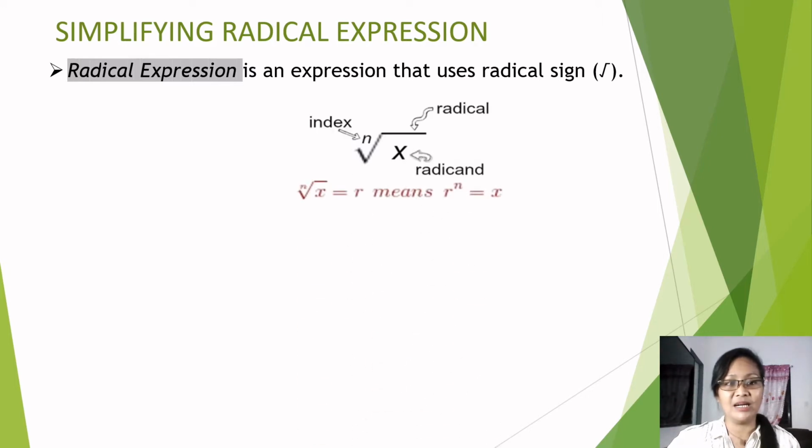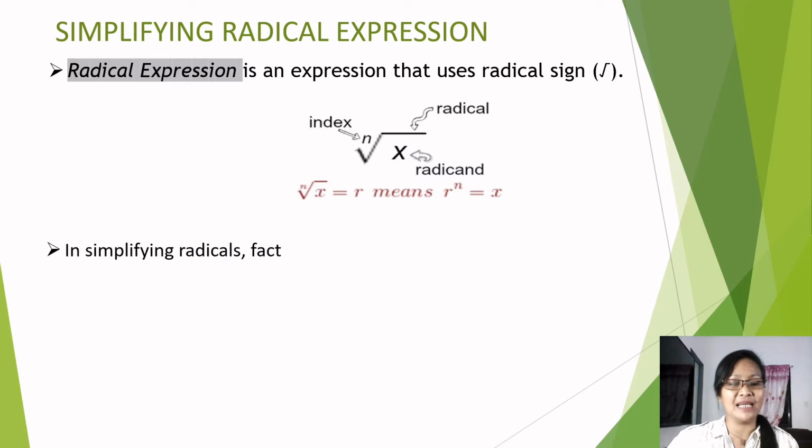So we have here the parts of a radical. This is the radical sign, x is the radicand, and n is the index. By this, we can say that the nth root of x is equal to r, which means r raised to n is equal to x.